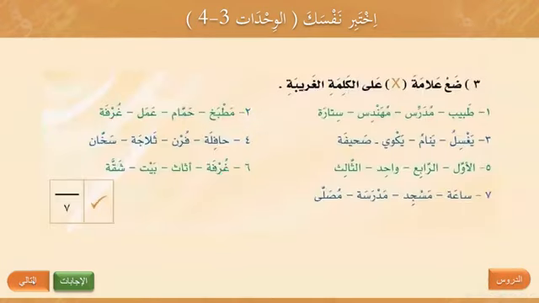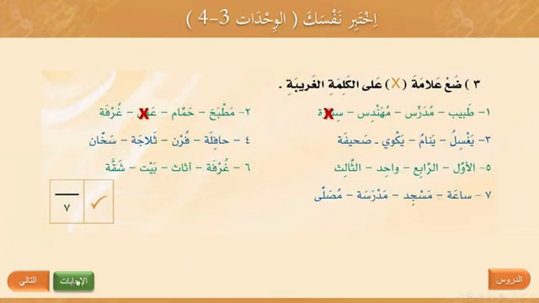التالي, next, ضع علامة, and then we have put the sign, this غير صحيح, علامة غير صحيح, على الكلمة الغريبة, to the word that doesn't belong. غريب basically is used for stranger, so the word that doesn't belong. So we have here طبيبٌ مدرسٌ مهندسٌ and ستارةٌ. ستارة is basically used for the curtain. So of course, طبيب مدرس and مهندس, these are the professions, and ستارة is the curtain. So we put just X on ستارة. Similarly, we have مطبخ حمام عمل وغرفة. مطبخ حمام and غرفة, these are the rooms, and عمل is work. So عمل is different. Then we have يغسل ينام يكوي وصحيفة.